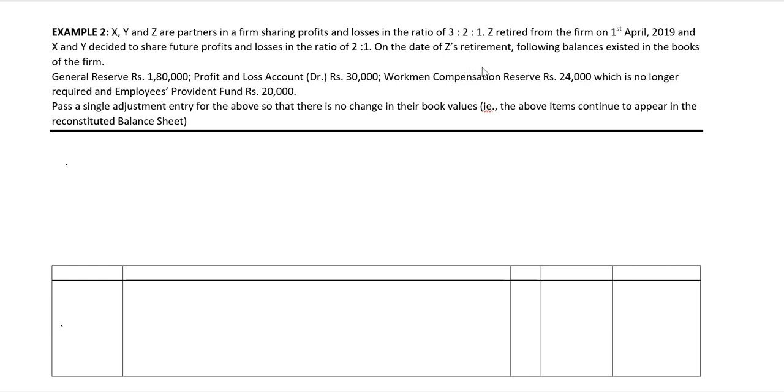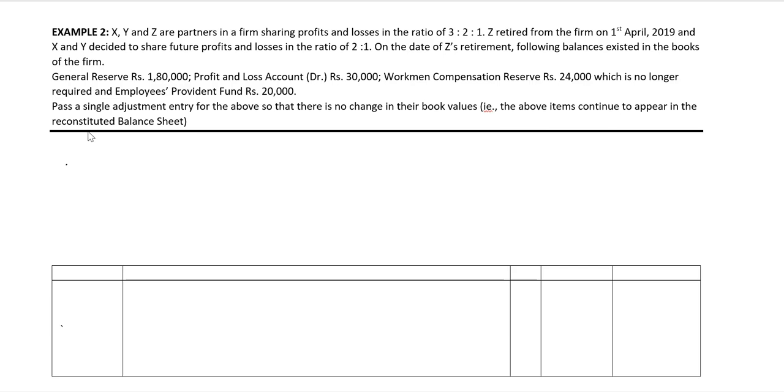On the date of Z's retirement, following balances existed in the books of the firm. General reserve rupees 1,80,000, profit and loss account debit balance rupees 30,000, workmen compensation reserve rupees 24,000 which is no longer required, and employees provident fund rupees 20,000. We are asked to pass a single adjustment entry for the above so that there is no change in their book values. That is, the above items continue to appear in the reconstituted balance sheet of the firm.